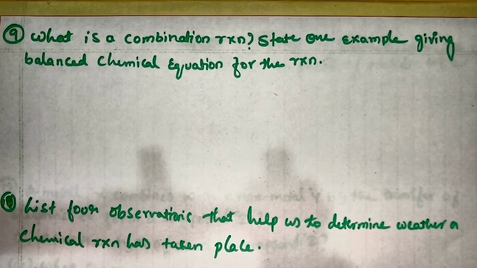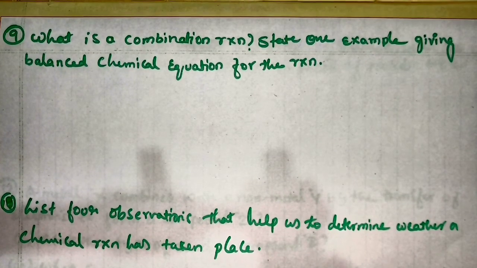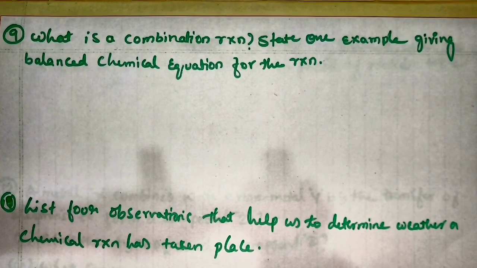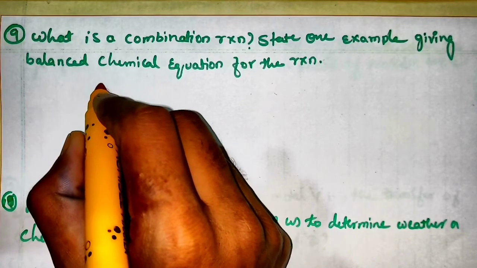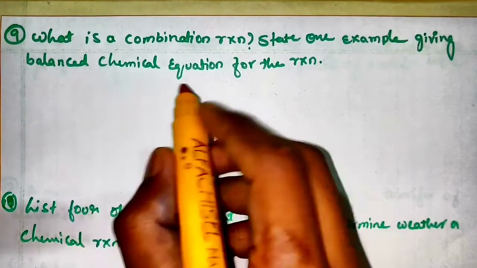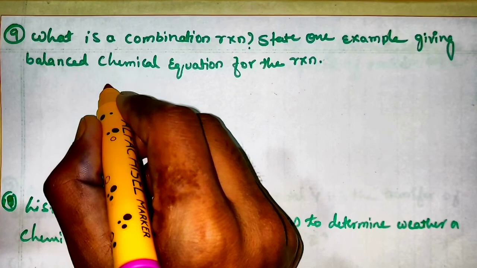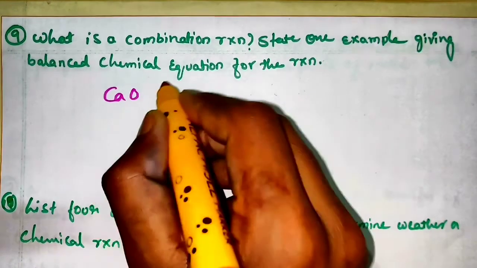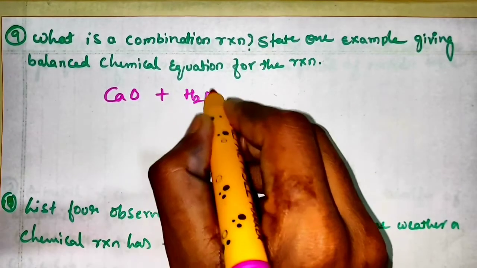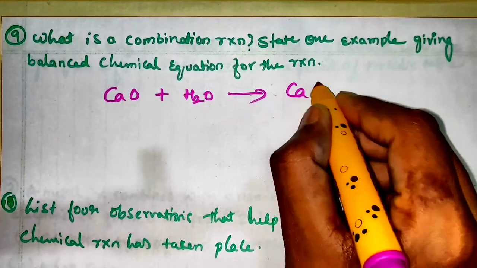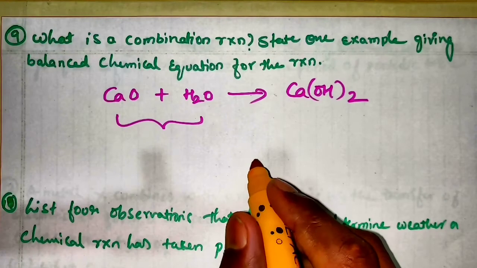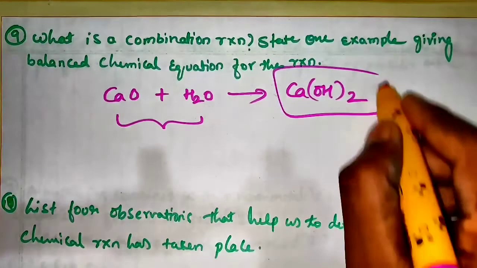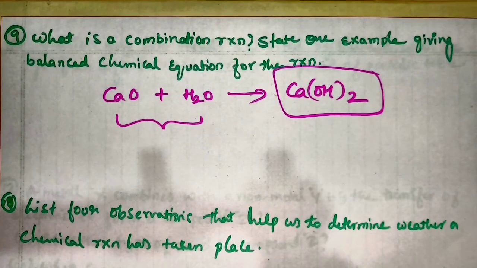The next question is: what is a combination reaction? State one example giving a balanced chemical equation for the reaction. Combination reactions are those in which two or more reactants combine together to form a single product. For example, calcium oxide, when reacting with water, produces calcium hydroxide. Here we have taken two reactants and they produce a single product, which is called a combination reaction.